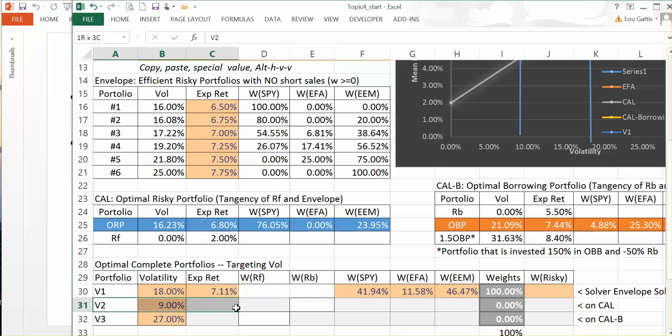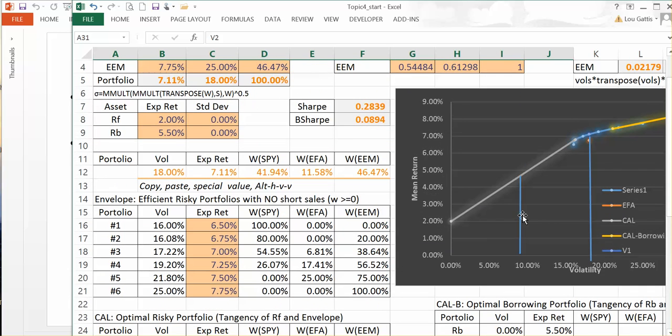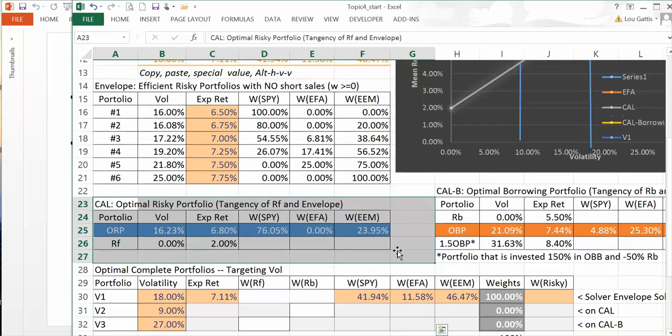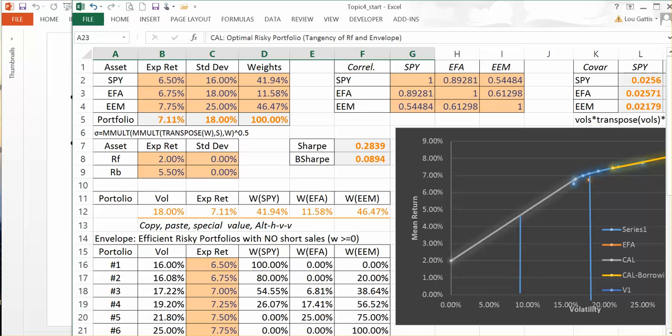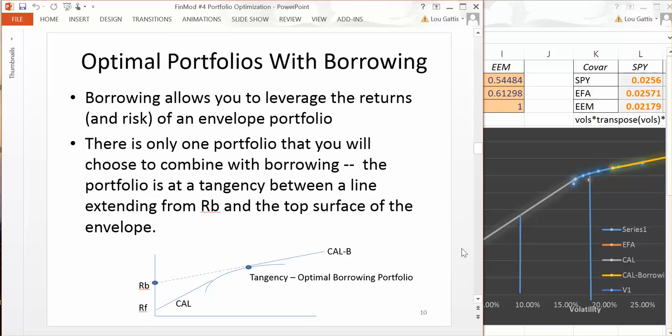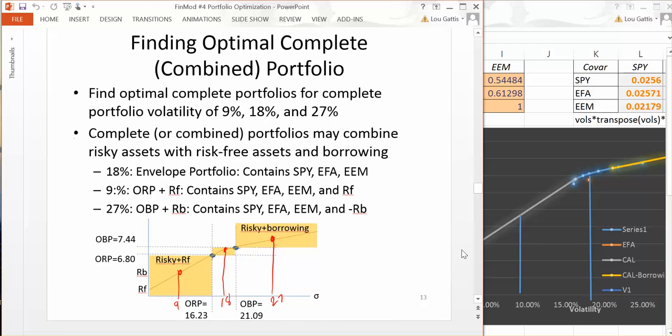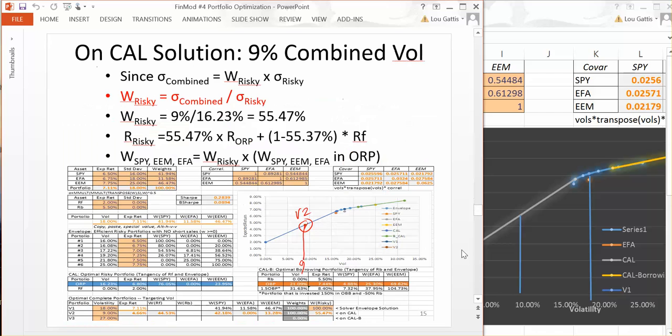Now, to get a portfolio with 9% vol, that's a very safe portfolio. That's going to be one that combines this portfolio here, which we already calculated, and treasuries. How we compute that is we use our equation that the standard deviation of a portfolio that combines risky assets and safe assets is simply the weight in the risky asset times the standard deviation of the risky asset.